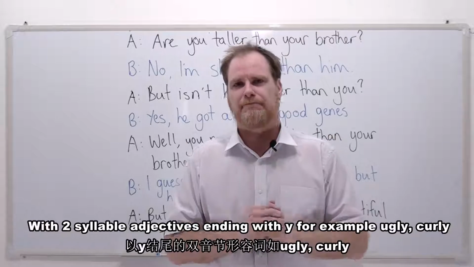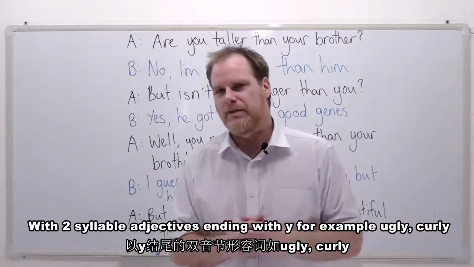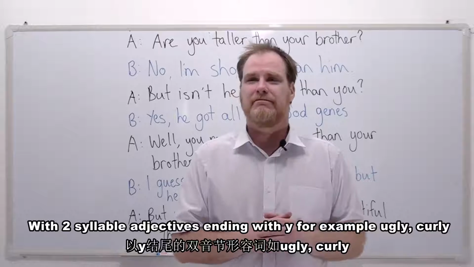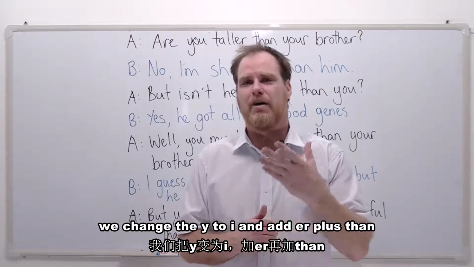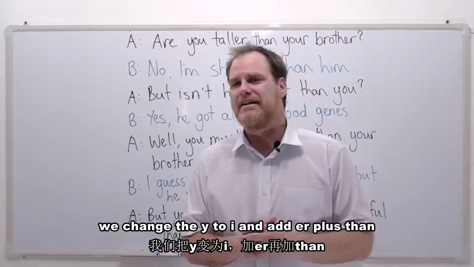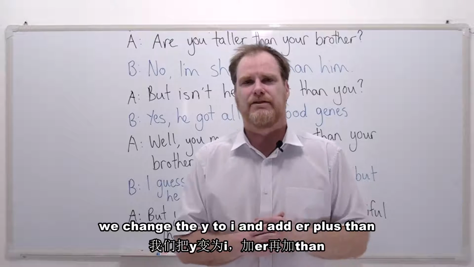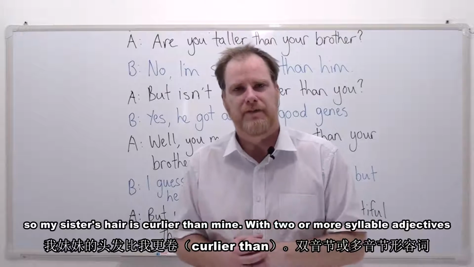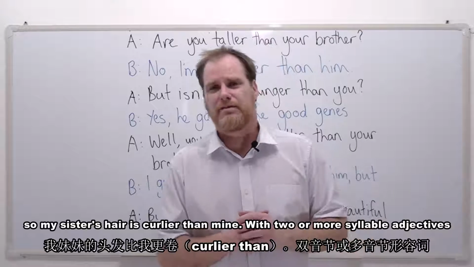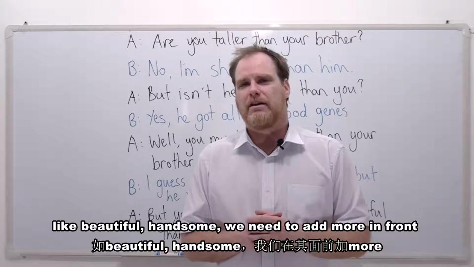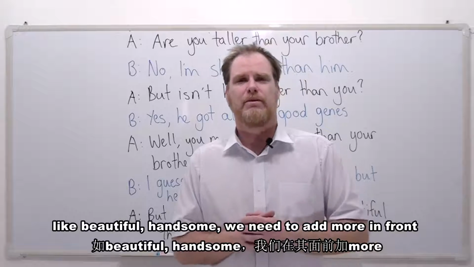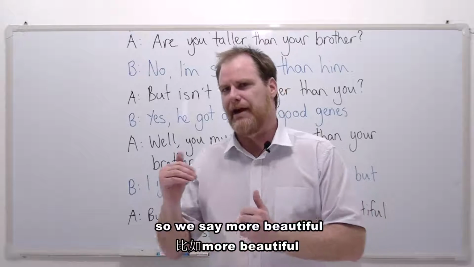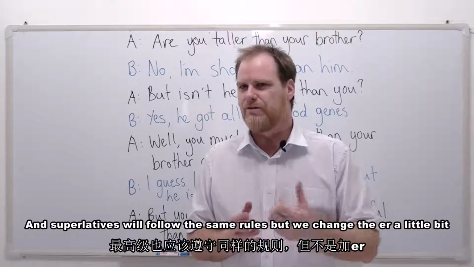So, taller than. With 2 syllable adjectives ending in y, for example ugly, curly, we change the y to i and add er, plus than. So my sister's hair is curlier than mine. With 2 or more syllable adjectives, like beautiful, handsome, we need to add more in front. So we say more beautiful than. Okay, so I hope that you remember that.